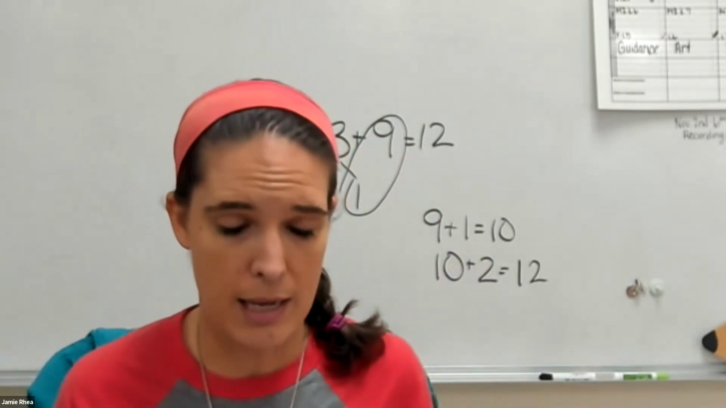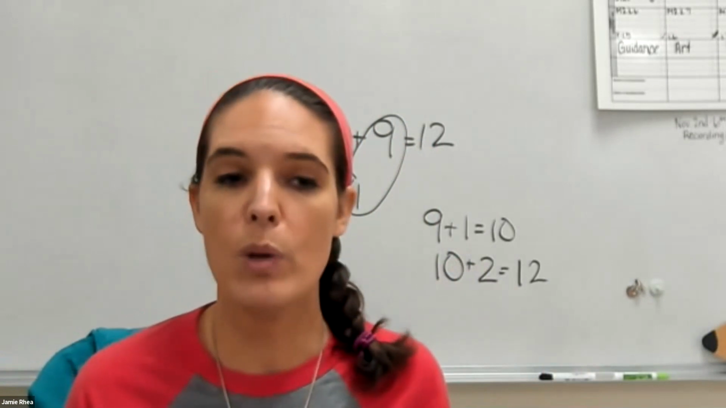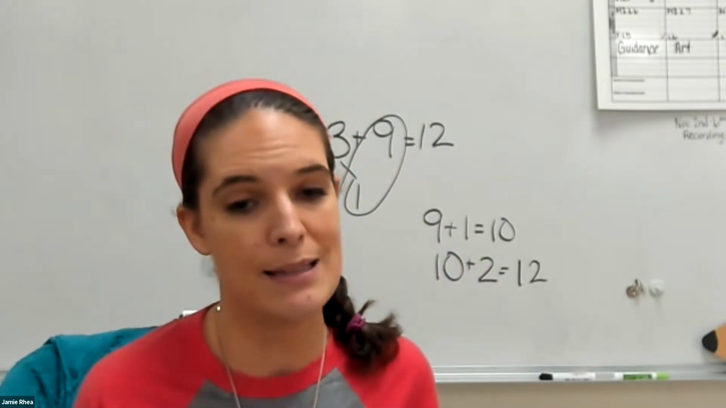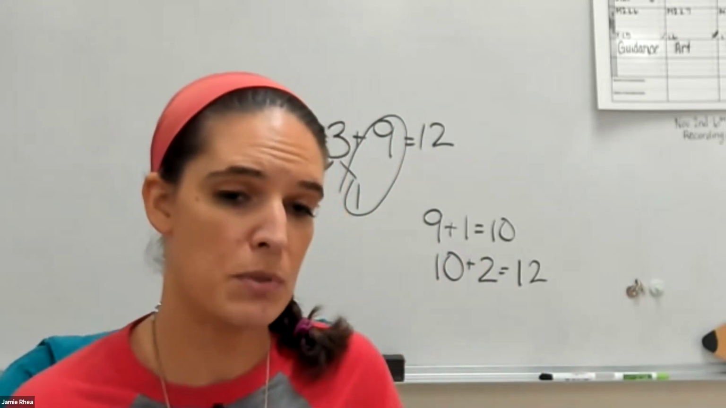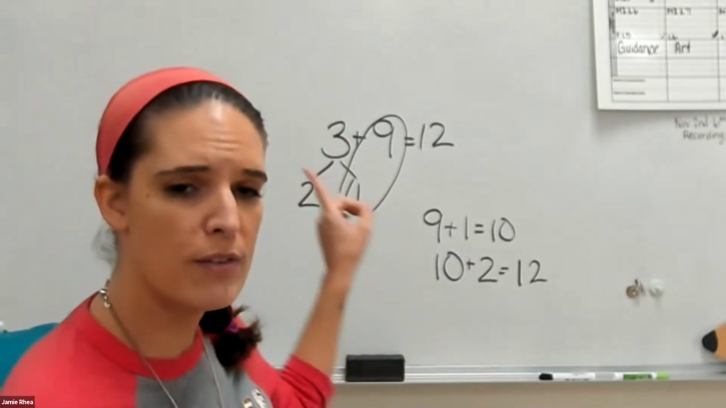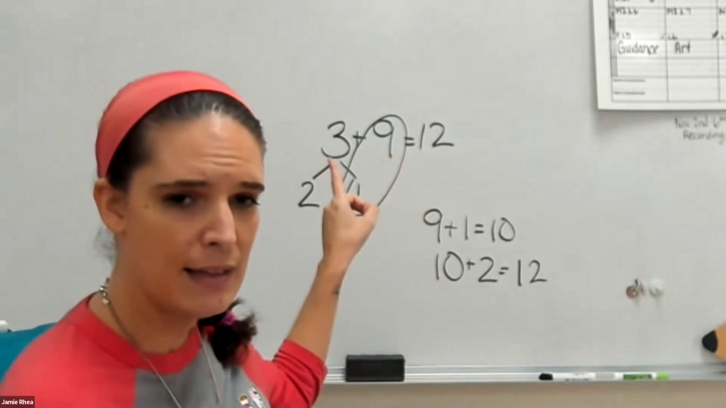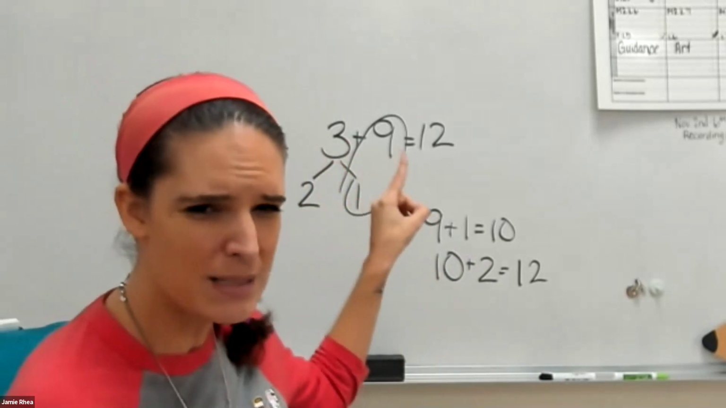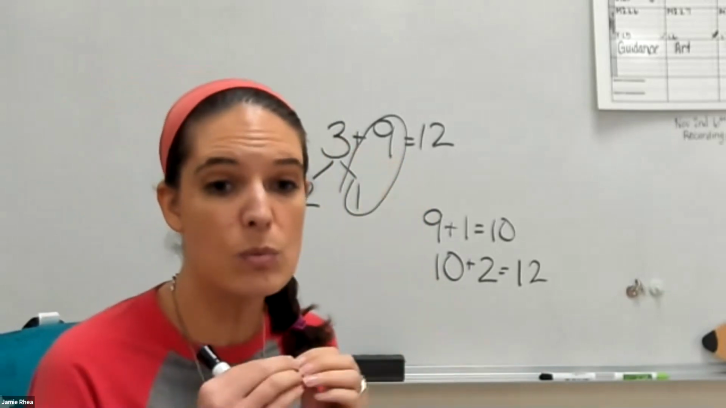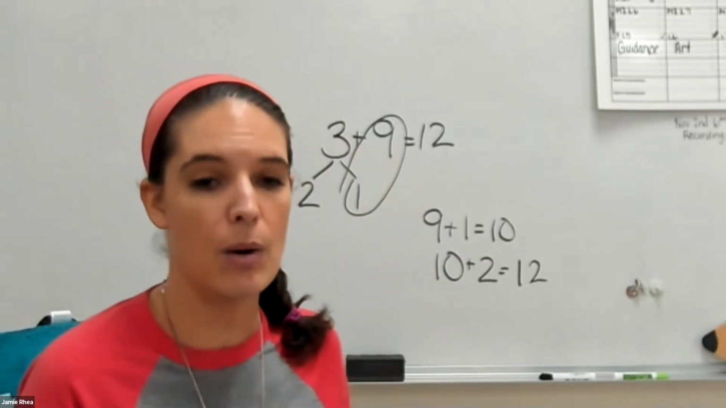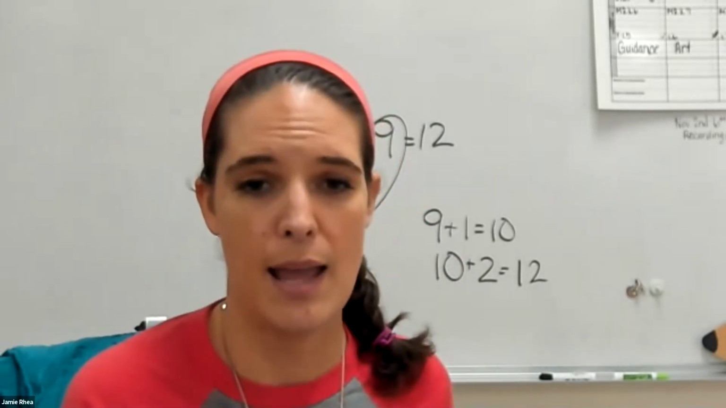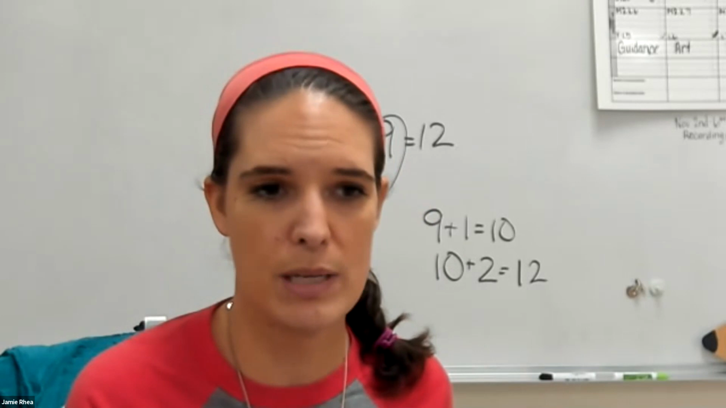Now, when you are solving to figure out which way you need to make 10, you need to look at your numbers and think which number is closer to 10. So if I'm looking at 3 and 9, is 3 closer to 10 or is 9 closer to 10? My 9 is closer to 10, so that's the one I'm going to make the 10 for. So let's look at our problem set and then we will see what we need to do.